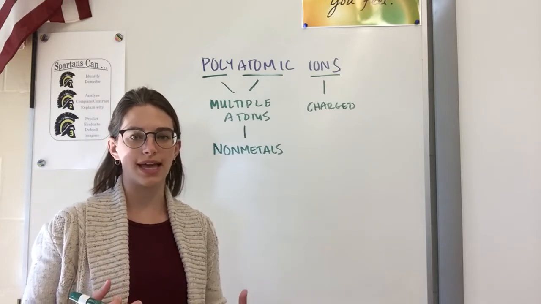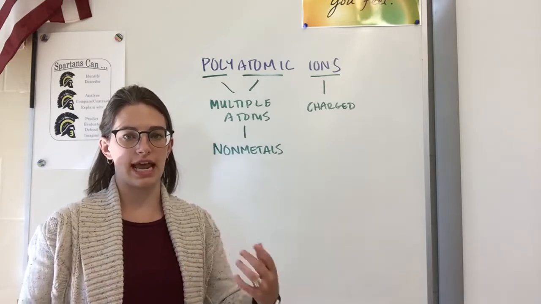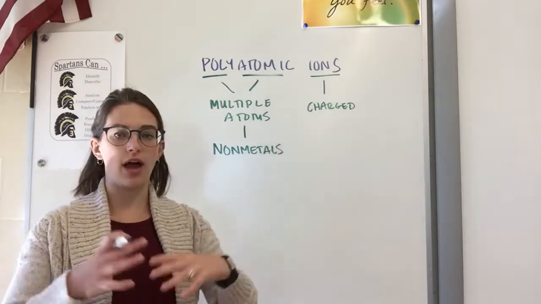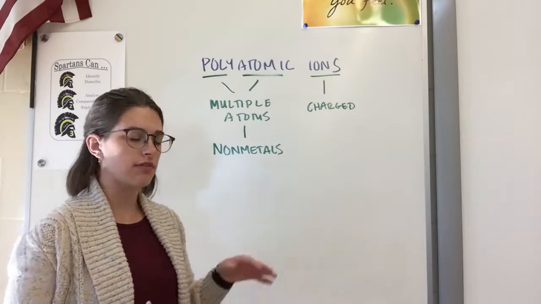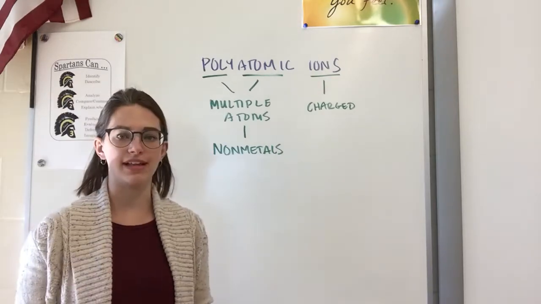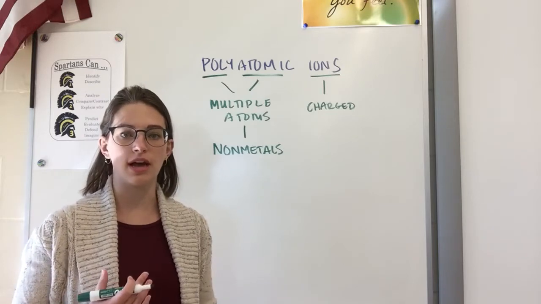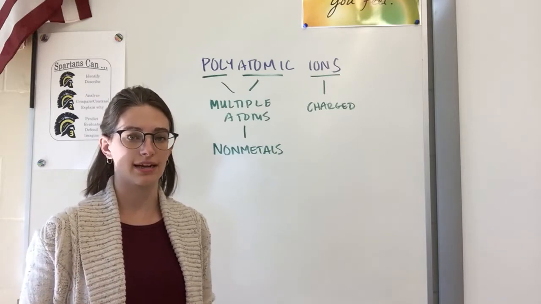So we're looking at a blend here between covalent and ionic. We're forming an ion, so it's going to have an overall charge, made of nonmetal atoms that are covalently bonded together. So it's kind of a hybrid between covalent and ionic bonding.